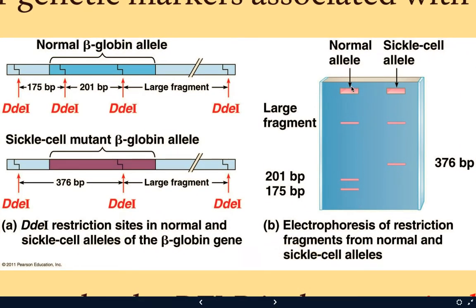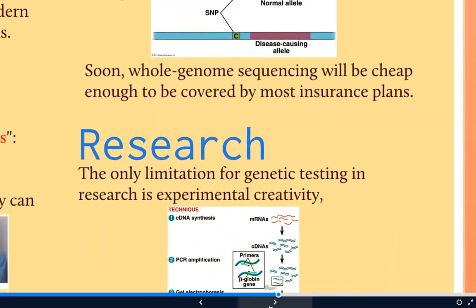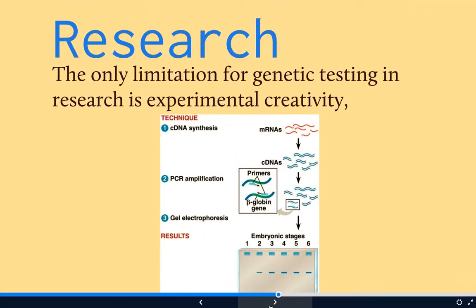So here's our RFLPs analyzing. Larger fragments get stuck at the top, smaller at the bottom, and we can tell the differences between the normal allele and the sickle allele, particularly down here, the smaller fragments. The only limitation for genetic testing is experimental creativity, basically. So we use gel electrophoresis for lots of different things.